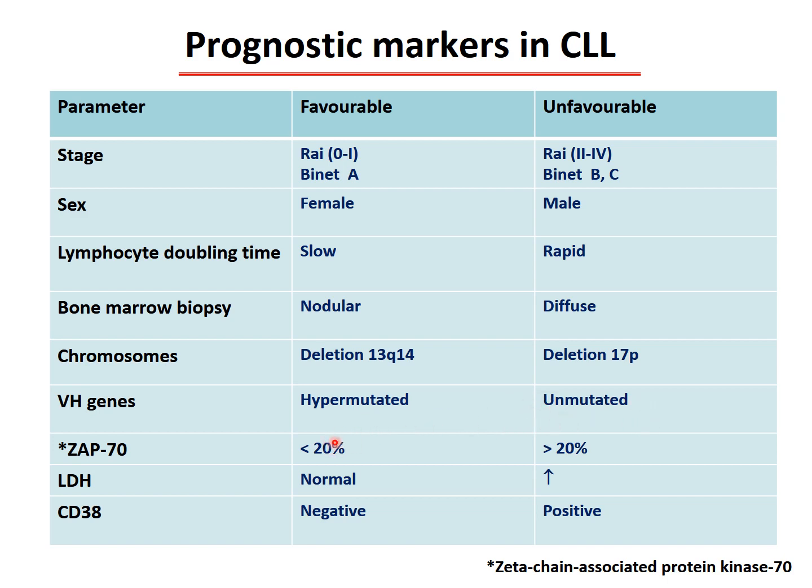ZAP-70, a zeta chain associated protein kinase, is checked as a prognostic key. If the activity is very low, less than 20%, that's good. If it's high, that's a bad prognostic feature. LDH, very similarly, shows the metabolic rate. If it's high, that's bad. If it's low, it's all right. CD38, again, they are checking it. The positivity is bad. If the patient does not have CD38 positivity, that's a good one, so they have a very high chance to live a long life.